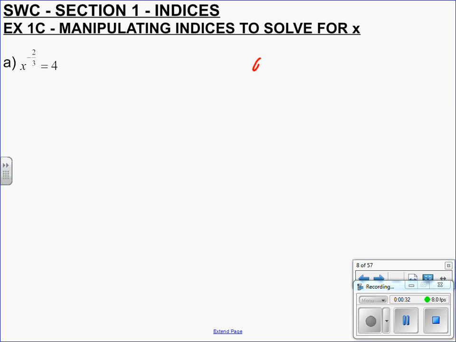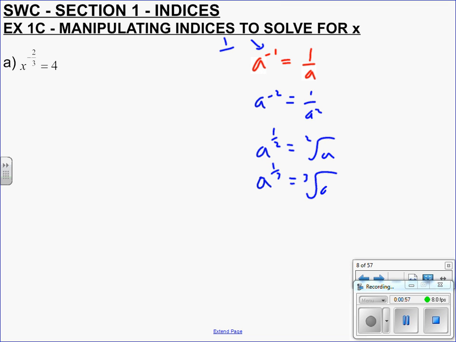So let's just remind ourselves of what stuff means. So a to the minus 1, remember that's 1 over a, because whenever you see a minus in the power, that means 1 over, okay? So if you have a to the minus 2, 1 over a squared. If you have a to the half, that's the same as square root of a. If you have a to the third, that's the same as cube root of a, you see? So the fraction tells you what that root is going to be, so 4th root of a.